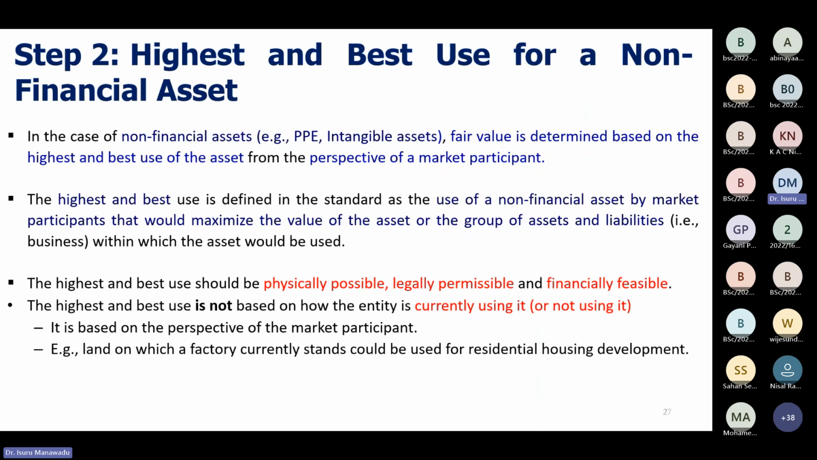Example, land on which a factory currently stands should be used for residential housing development. The market participants, like, make a building head office. We can earn more if we rent this building as a residential house, a residential apartment maybe. Did you see? Currently it is not a residential apartment, currently it is a head office. But market participants are thinking that if we use it for residential housing development, this building can earn more money, maximizing the value.